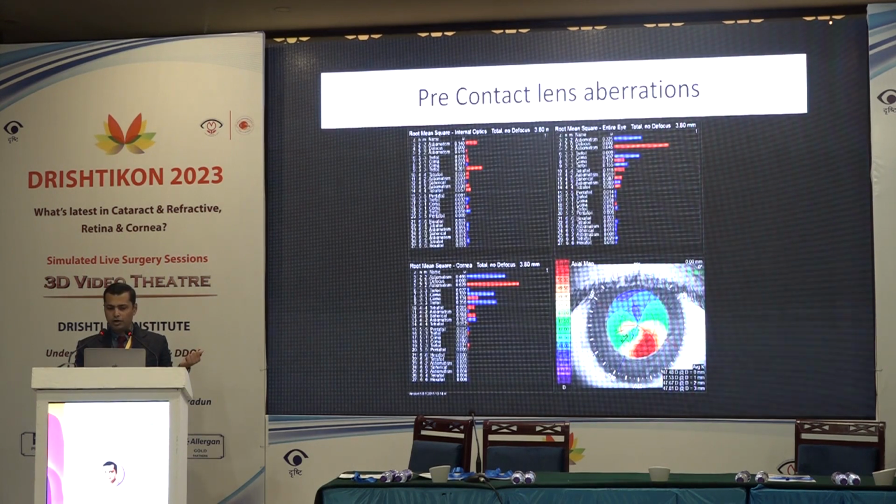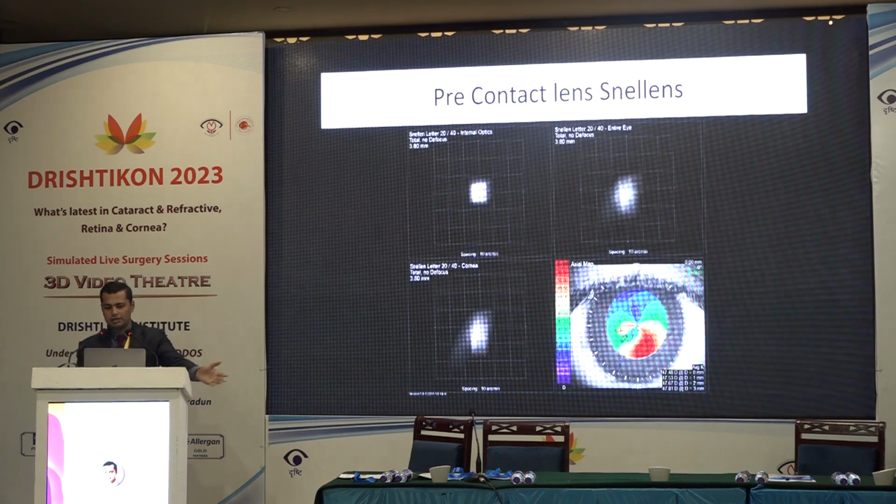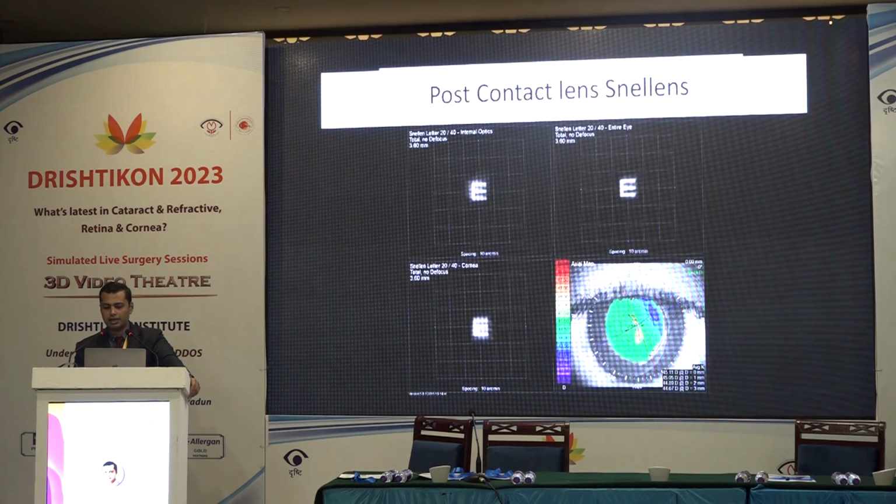Just to show you a pre-contact lens aberration profile and a post-contact lens aberration profile. There is such a striking difference visually also, and sometimes when you try these stock contact lenses which do not have the patient's refractive power of myopia or hypermetropia, just showing them that this is what will happen when we give you a custom lens is enough to convert these patients to adopt these technologies. And this is just to show you pre-contact lens Snellens and a post-contact lens Snellens, and what a stark difference there is in their outcomes.